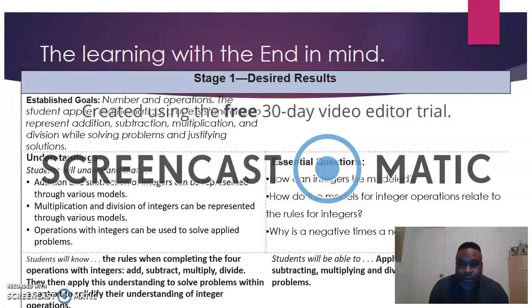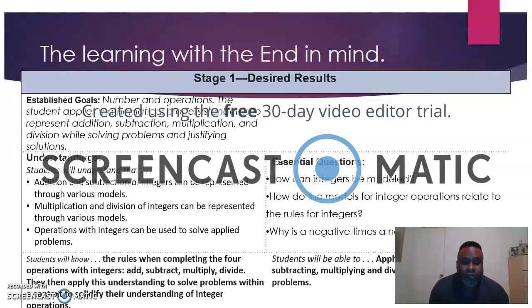So those are the essential questions that students have to keep in mind while working through this whole learning goal. Things that students will learn to understand: addition and subtraction of integers can be represented through various models. Multiplication and division of integers can be represented through various models. Also, operations with integers can be used to solve applied problems.